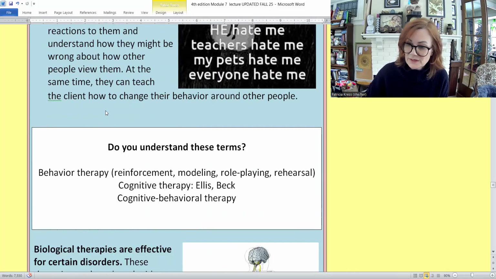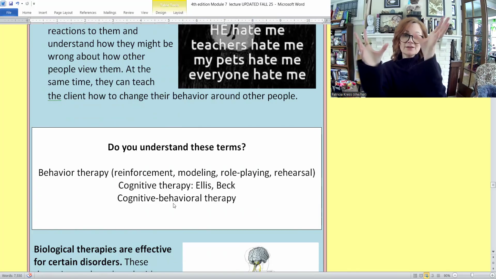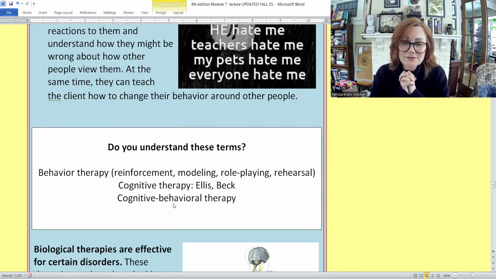Okay, so these terms here: behavior therapy, which involves reinforcement, modeling, role-playing, rehearsal; cognitive therapy with Ellis and Beck; and then cognitive behavioral therapy, where you smoosh together components of behavioral and cognitive therapy to create this super powerful hybrid.